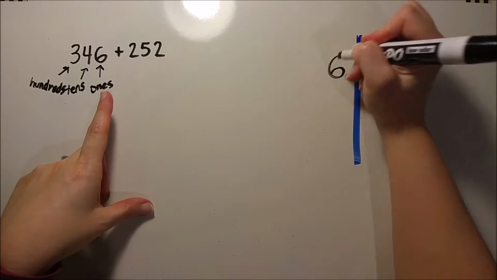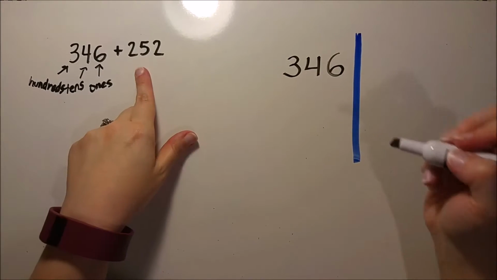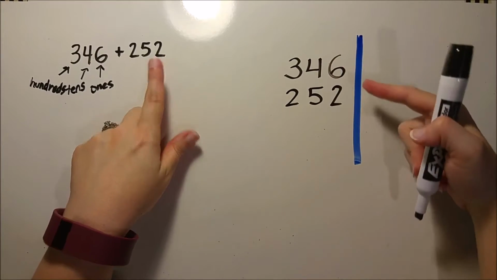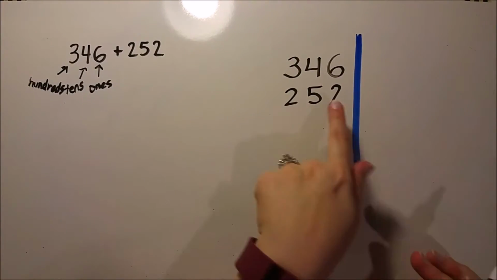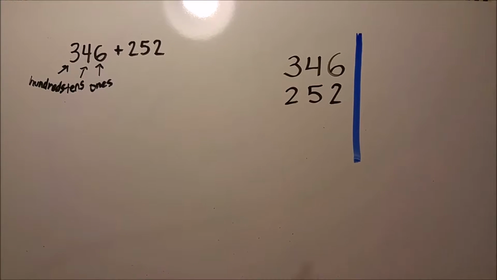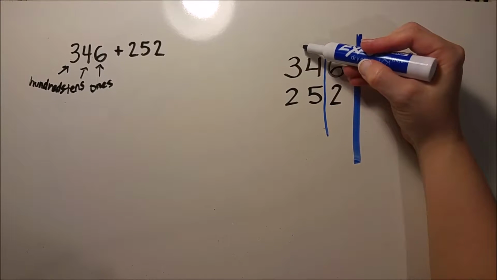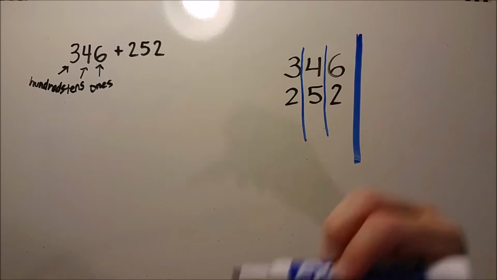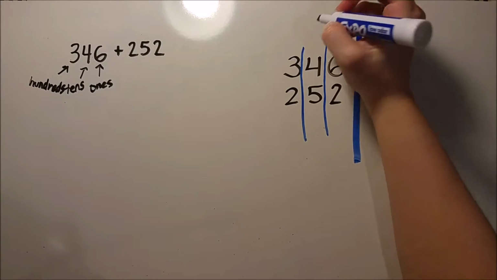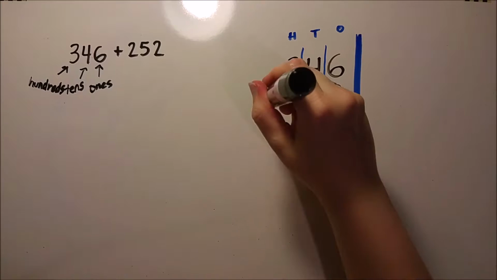So we have 346 and 252. See how I line those up at the right? I even started writing the right digit first. Okay, so now we see we have our ones together in a column, our tens together in a column, and our hundreds together in a column. Ones, tens, hundreds. How many ones do we have all together then?